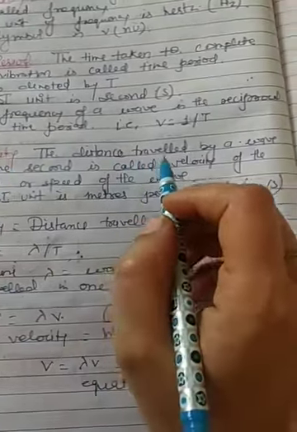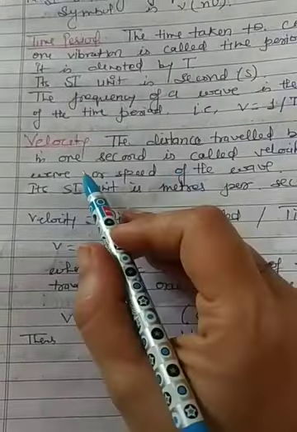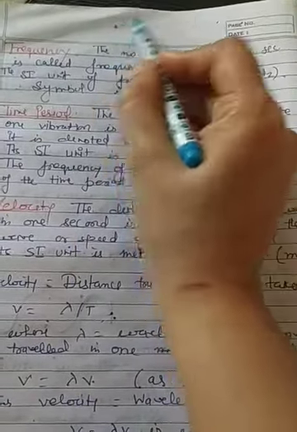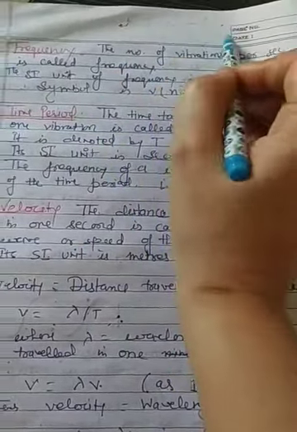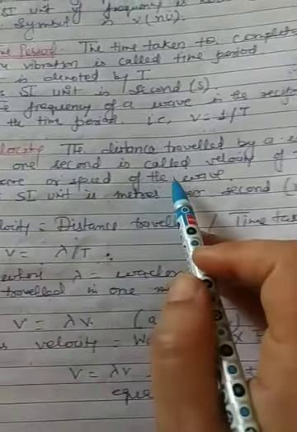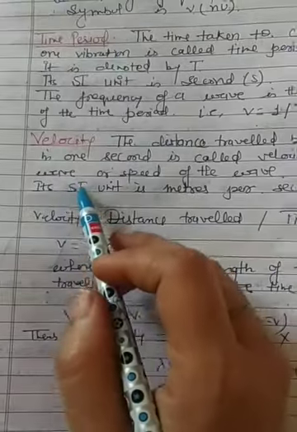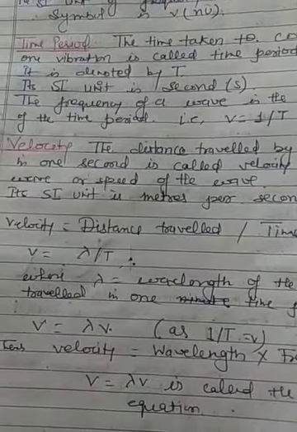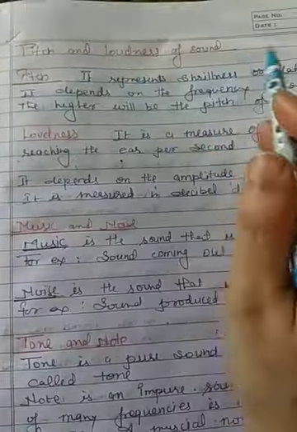The distance traveled by a wave in 1 second. The distance traveled from here to here. The distance traveled by a wave in 1 second is called velocity of the wave or speed of the wave. And the SI unit is meter per second. Okay. Pitch and loudness of sound.